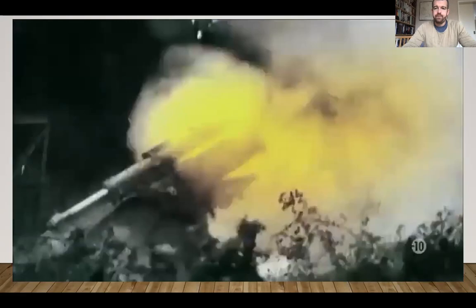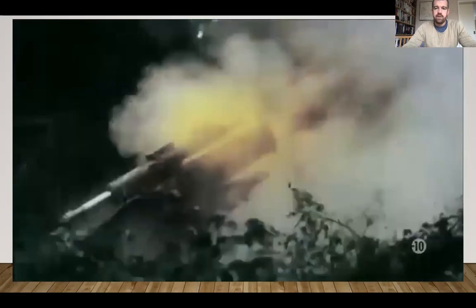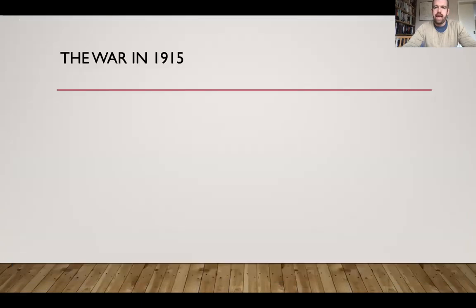Bang, bang. 9.2-inch howitzer. There's one of them. What was that? 15-inch. Anyway, big gun. Yeah, so artillery dominates the battlefield, and that would only continue through the course of the war. You almost can't plan anything without thinking about what your guns are going to be able to do for the infantry, or do to the infantry, potentially, if you're defending.